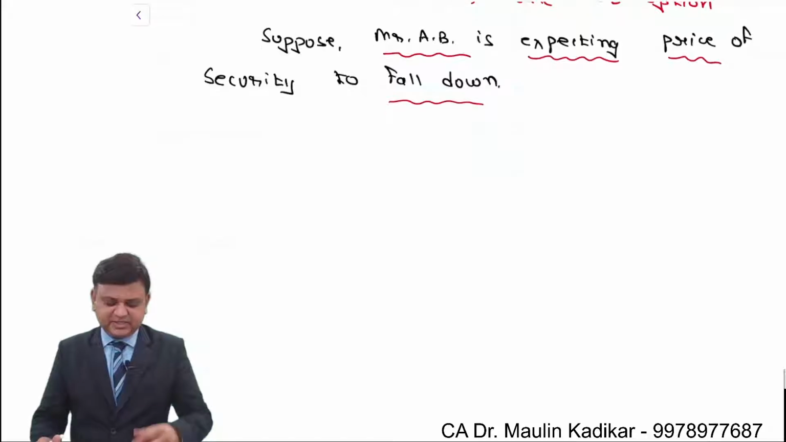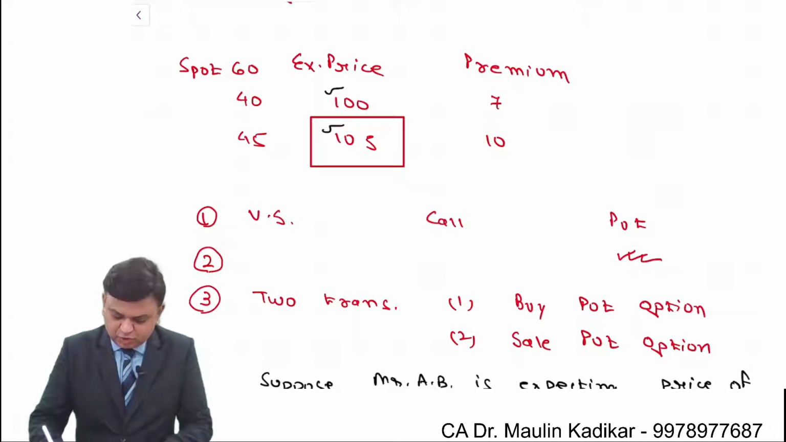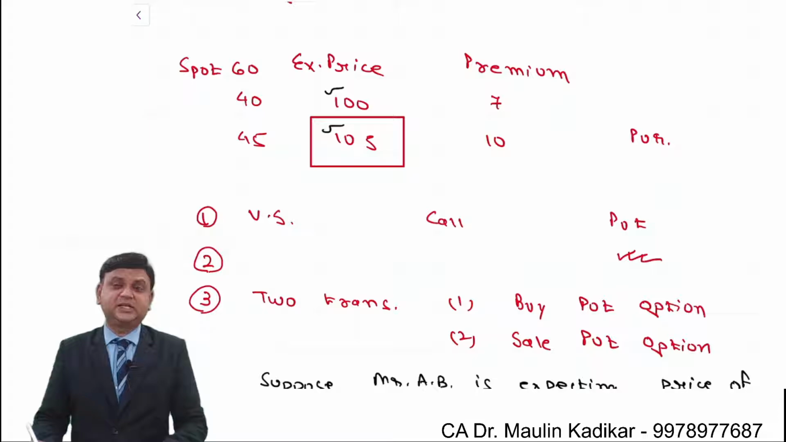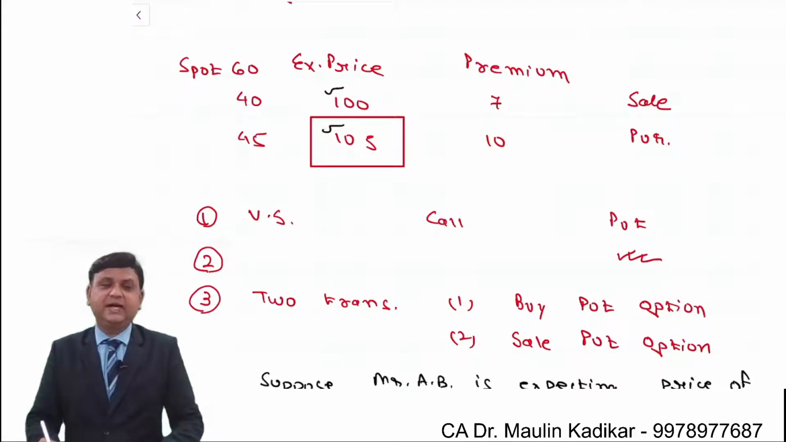So friends, what happens if at all you are expecting the price of the security to fall down, then in that case you should purchase option having exercise price 105 because it is going to give you more payoff, and you will sell option having exercise price 100, and this is the way vertical spread strategy will be formed.